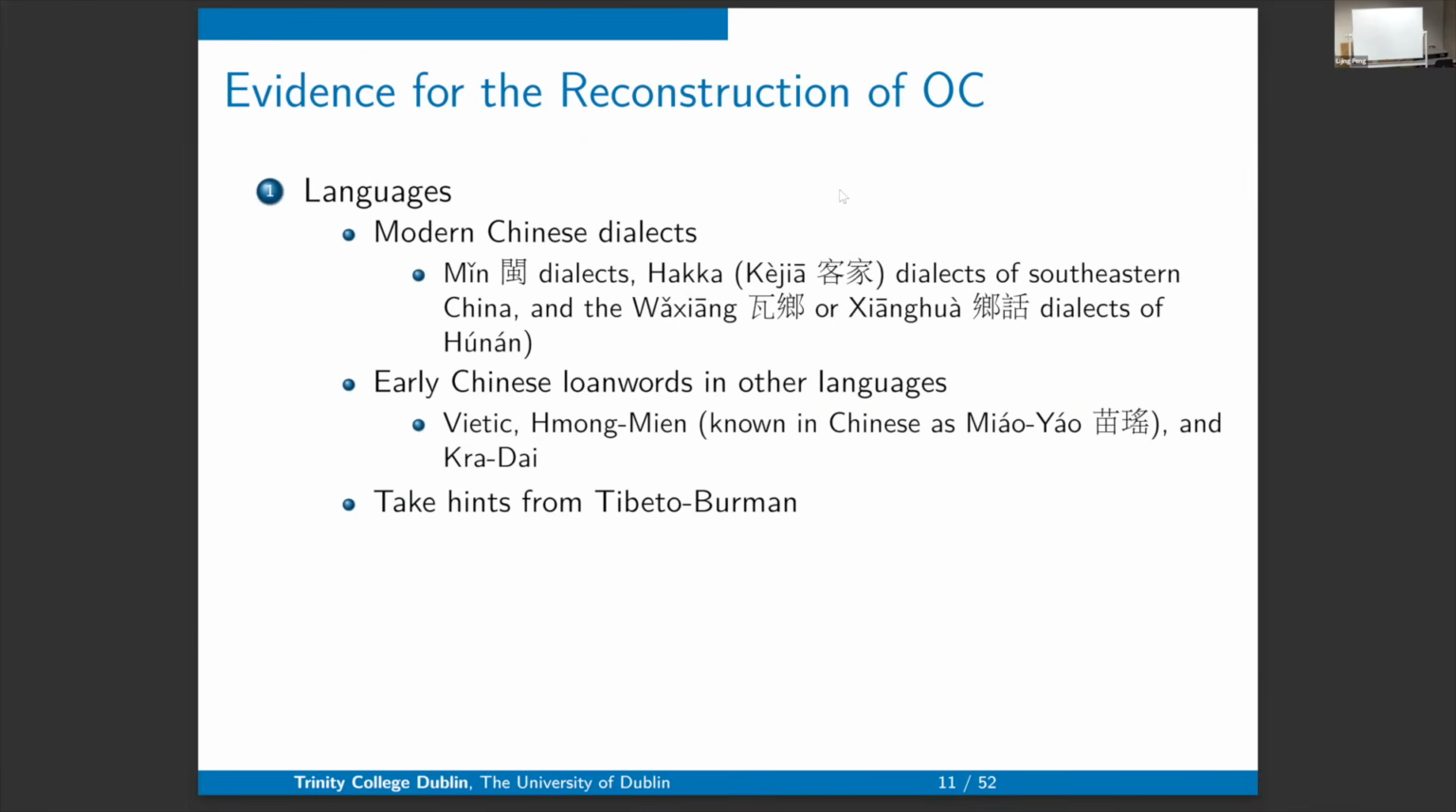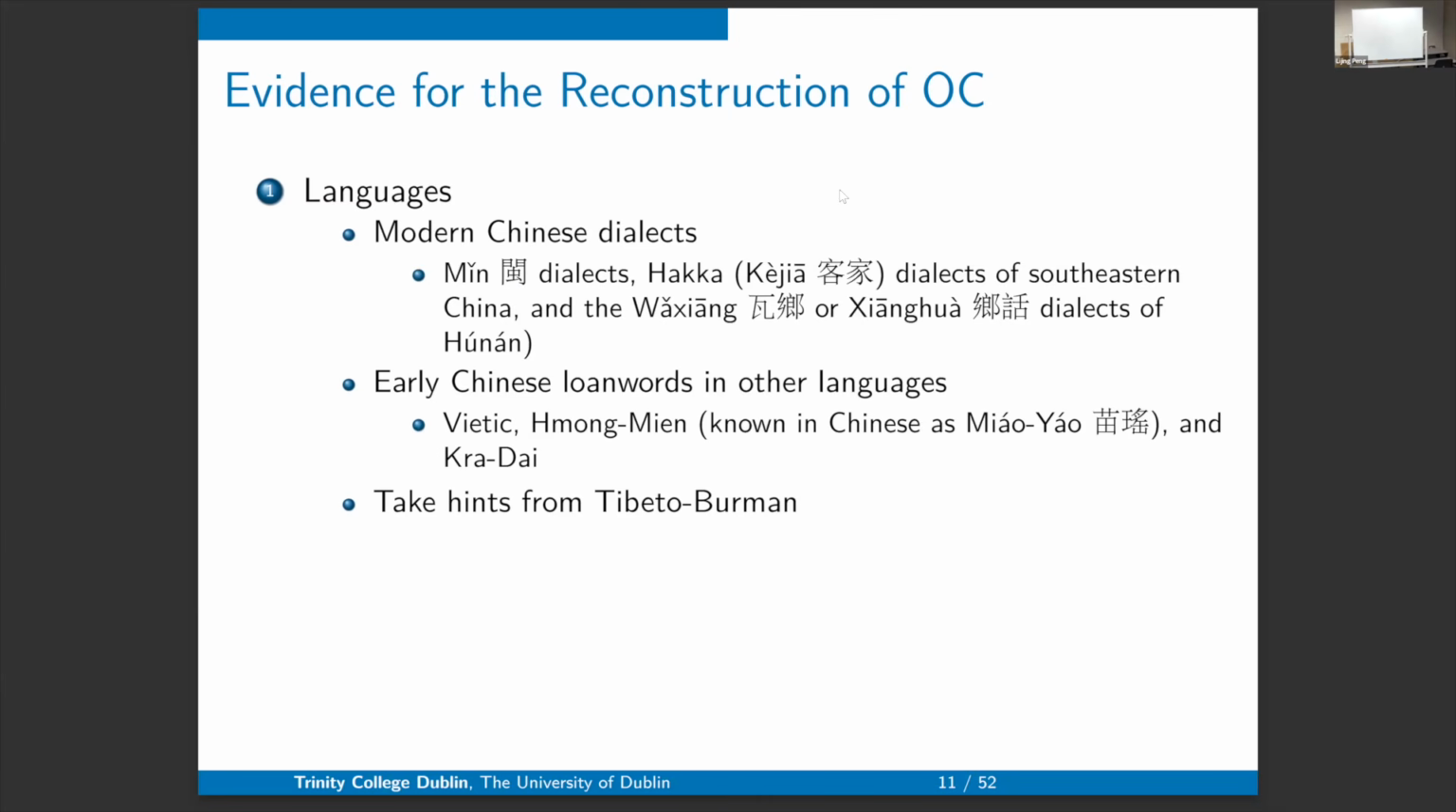And then we can also look at modern Chinese dialects, and early Chinese loanwords into other languages, and that is particularly where Baxter and Sagart have done more than other people.